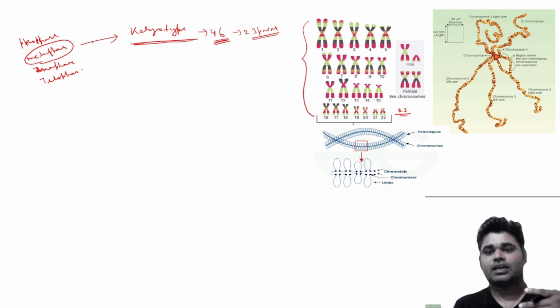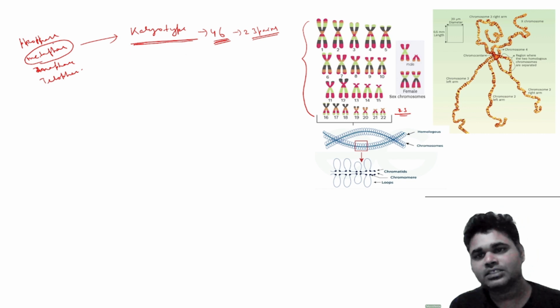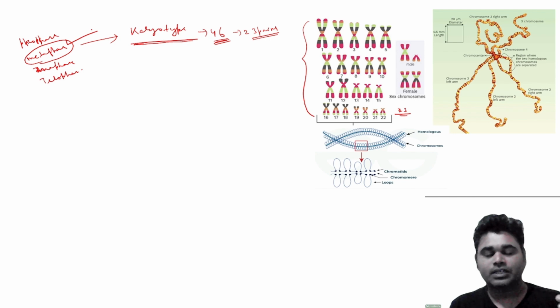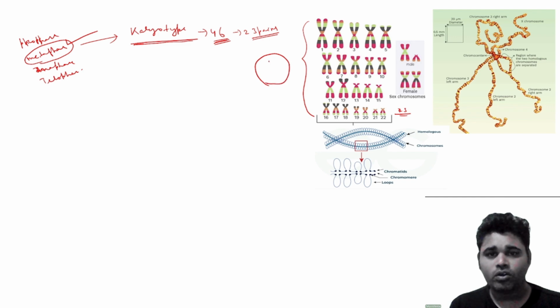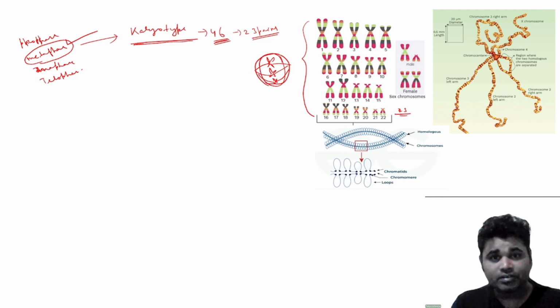We can form the karyotype, or the complete set of the chromosomes can be photographed. Why is the photograph of the metaphase taken? Because in the metaphase all the chromosomes are present at the middle of the cell, and after that the spindle fibers are joined. So this is the metaphase plate, or the metaphase stage.